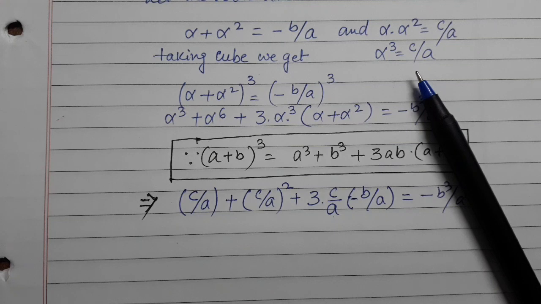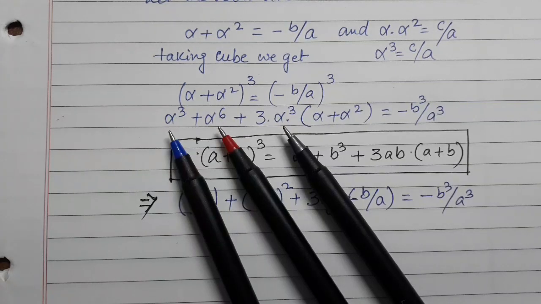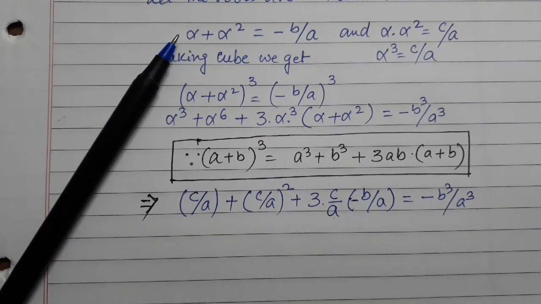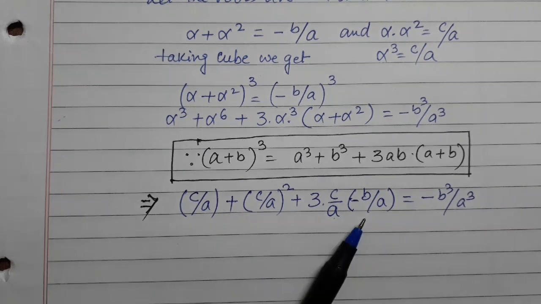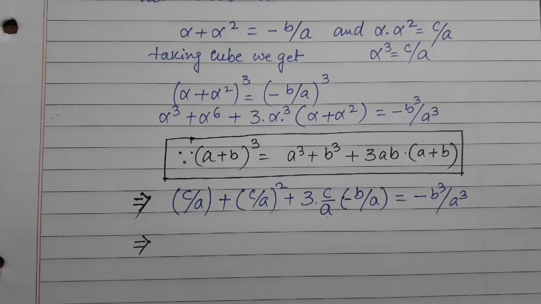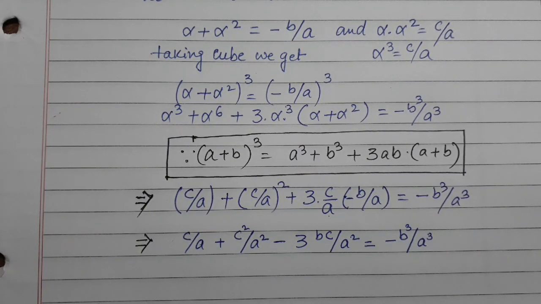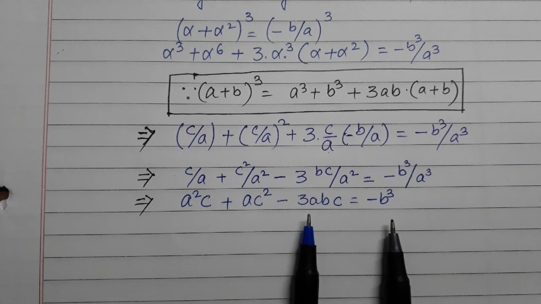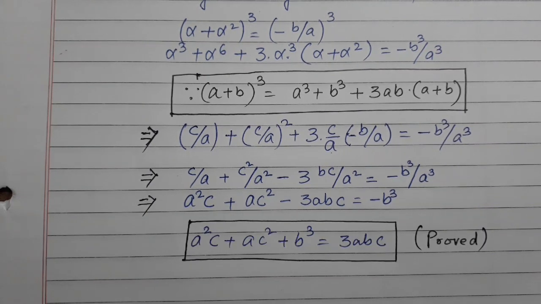Now we can apply the value of alpha cube equals to c by a in these three terms, and we get, and since alpha plus alpha square equals to minus b by a, so we can write minus b by a replacing this factor. Now which implies c by a plus c square by a square minus 3bc by a square equals to minus b cube by a cube. Now we can multiply a cube in both the sides, then we get a square c plus ac square minus 3abc equals to minus b cube. Hence interchanging these two terms we get our desired result.